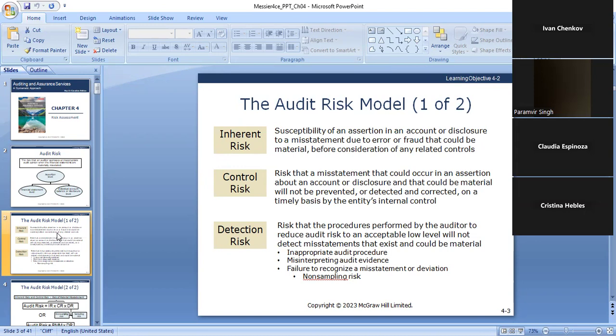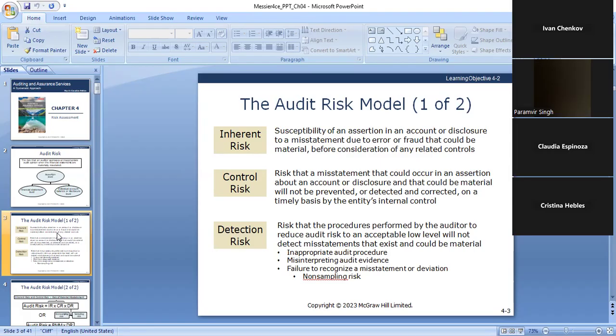Inherent risk is more related to the company business environment, company nature. That's on that level. Then we go into the control risk. Control risk is that misstatement that can happen in the assertions about the accounting balances that could be material, might not be prevented, detected, and corrected on a timely basis by the entity's internal control.